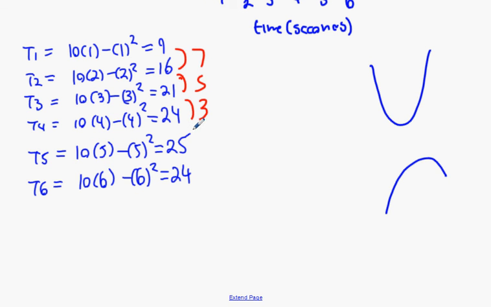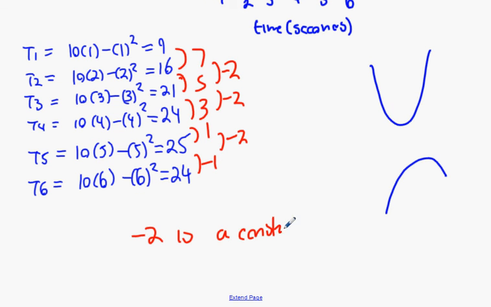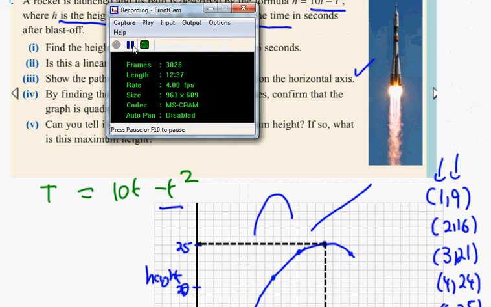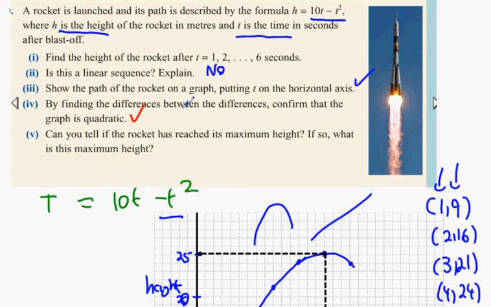So that's 7, 5, 3, 1, and -1. And then the difference between them, it's going down by 2, isn't it? So -2 is a constant. The differences between the differences is constant, therefore it's a quadratic equation. Will everybody remember that, Joaquin? That the difference between the differences is constant when it's a quadratic sequence. We just confirmed it's quadratic because the difference between the differences is -2.